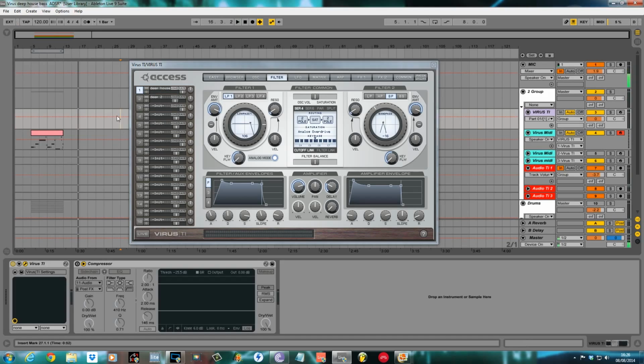There you have it, a real sub-heavy deep house bass. So I'm going to be using part one of the Virus today, so I'm going to go ahead and just drag one of these initialised patches on it.